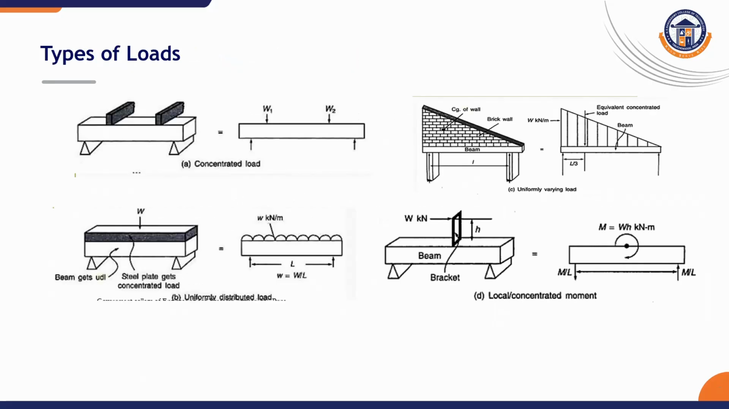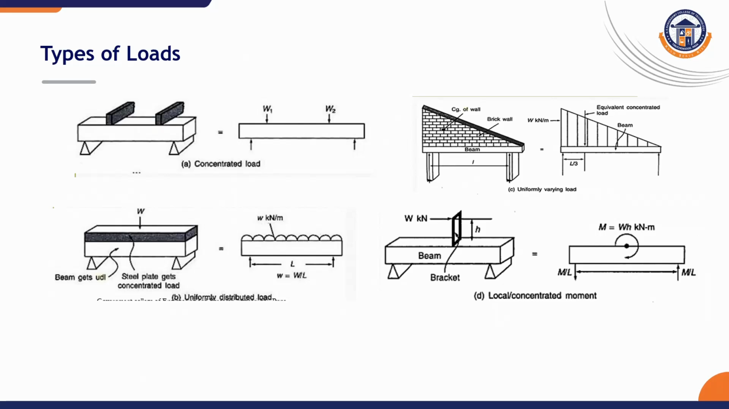Next one is types of loads. Beams are subjected to different types of loads such as point load, or concentrated at single points, uniformly distributed load, which spreads evenly along the length of the beam, uniformly varying load, that is load intensity varies along the beam, and moment load. The type of the load significantly affects the shear force and bending moment distributions.